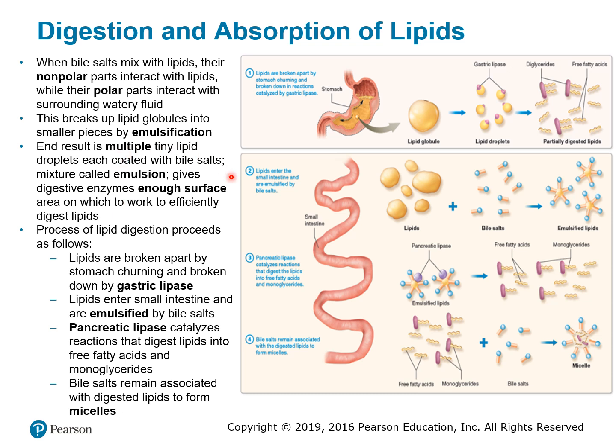Now, this process of lipid digestion proceeds by breaking down the lipids through the stomach churning and by gastric lipase, that enzyme. Then the lipids are going to enter the small intestine.